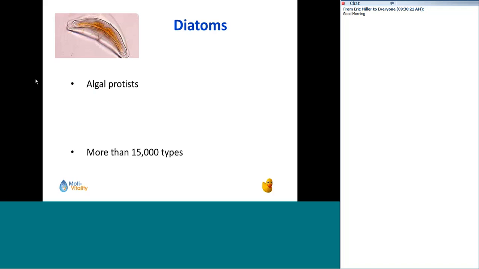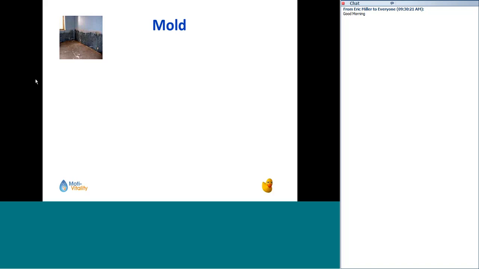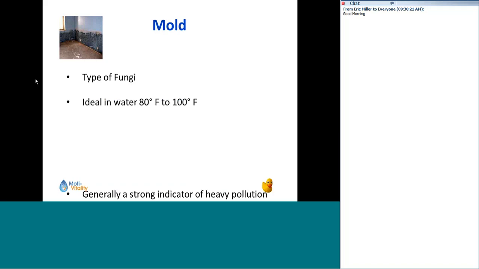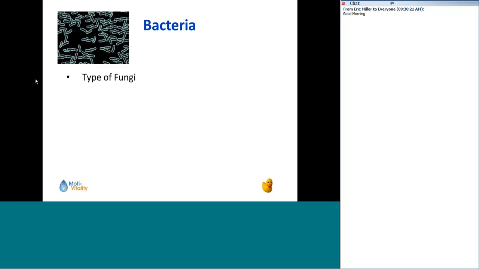So they're algal protists. There are more than 15,000 types. They can give water a fishy taste, sort of like anion resin has a fishy taste or a fishy smell. These guys will give water a fishy taste. Mold is a type of fungi. It exists ideally in water that is 80 degrees Fahrenheit to 100 degrees Fahrenheit. It's generally a strong indicator of heavy pollution in the water if you have a lot of mold around.